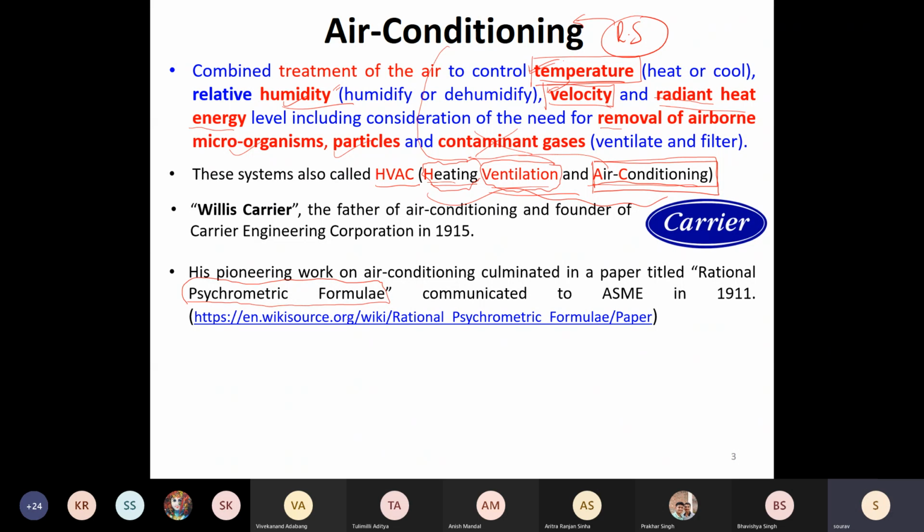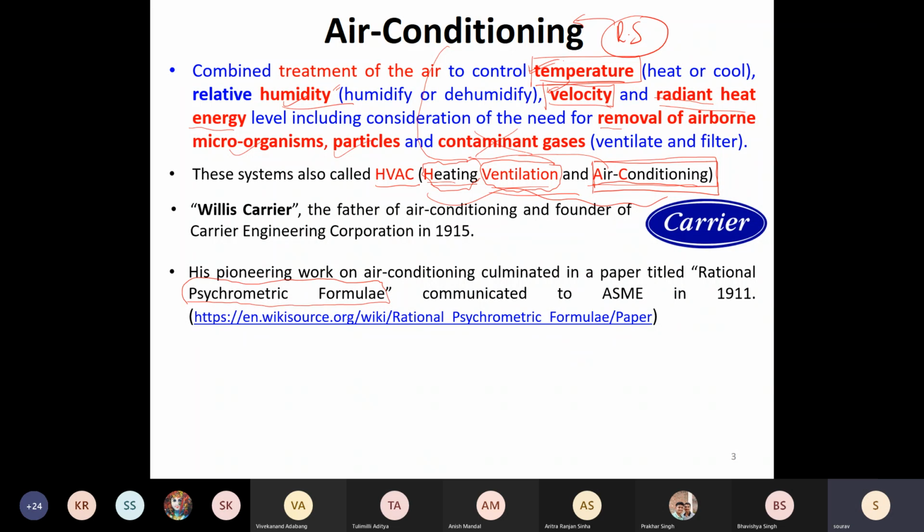People knew that if you cool down air, you will be able to condense water. But how much it has to be, what should be the temperature of the cooling coil so that I can remove X amount of water vapor from air? So what is the connection between temperature and the amount of moisture that you are able to remove? That formulation was not present during those days.